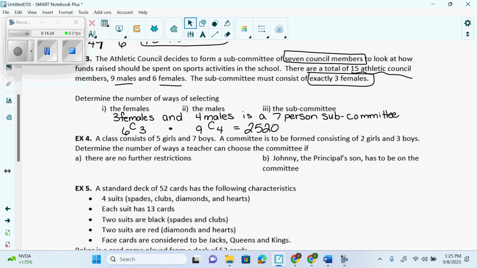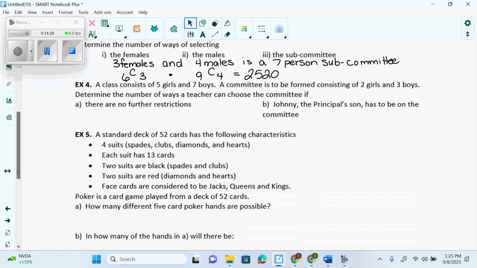Okay. Let's look at this one. Example 4. A class consists of 5 girls, 7 boys. A committee is to be formed consisting of 2 girls and 3 boys. Determine the number of ways a teacher can choose the committee if there are no further restrictions. Is this a perm or a com? Com, because they don't have jobs, right?